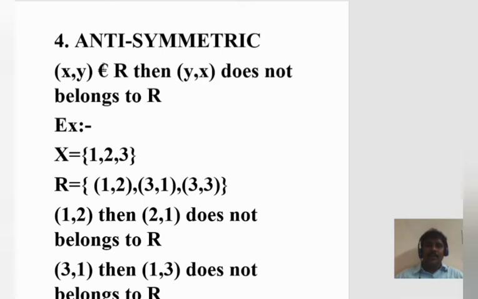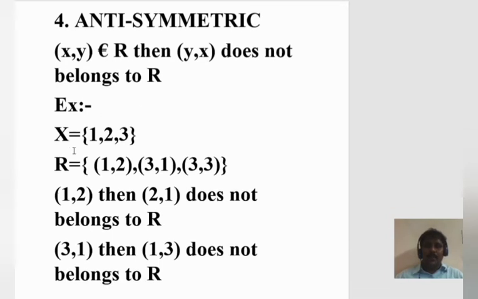We already know that symmetric means if xy belongs to R, then yx belongs to R. Now anti-symmetric means which is not symmetric. That means if xy belongs to R, then yx does not belong to R, then it is called the anti-symmetric property. Now we consider one example. Let x equal to 1 to 3, and he has given a relation R equal to the set of 1, 2, 3, 1, 3, 3.